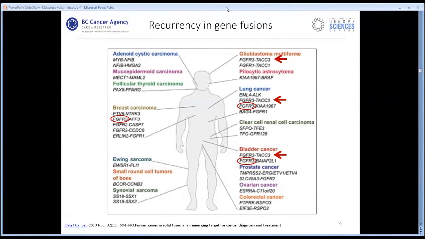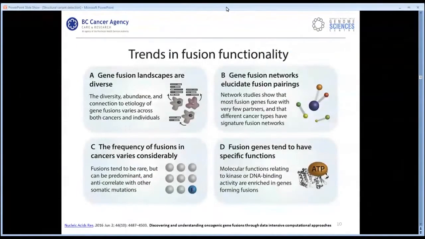So, for example, FGFR3 is partnering with AFF3 in breast cancer, and as well with BAIAP2L1 in bladder cancer. So specific genes can partner with the same gene or with different genes. So just to summarize some of the things that have been observed, we can look at fusion functionality. So we know that gene fusion landscapes are quite diverse. Gene fusions vary across different cancers and across individuals with the same cancer. You don't see the same fusion necessarily in all the individuals with the same cancer.